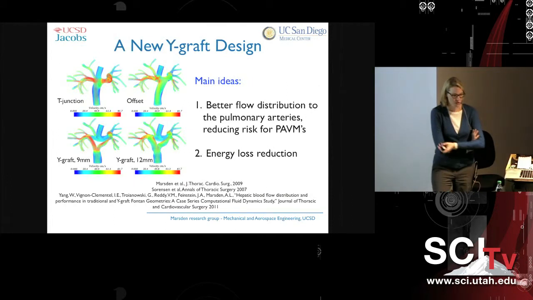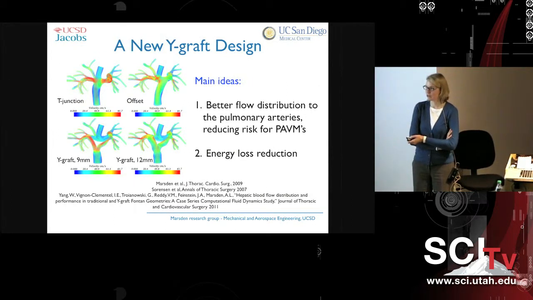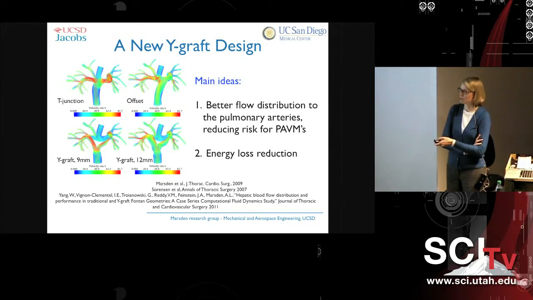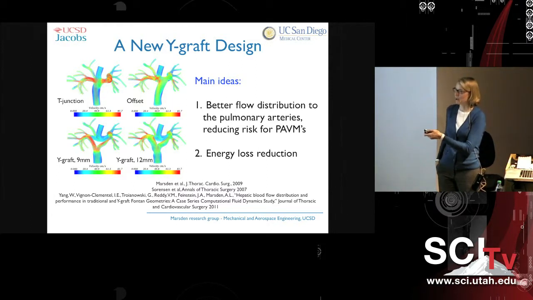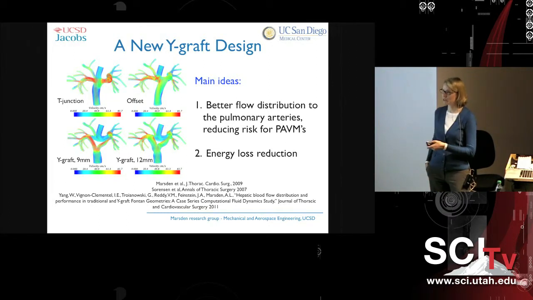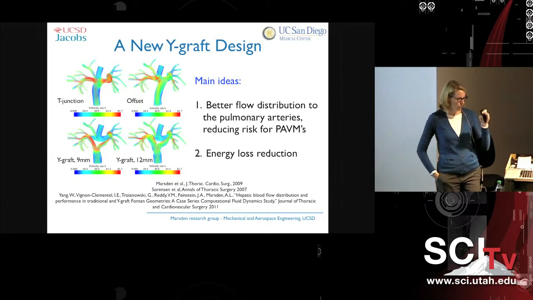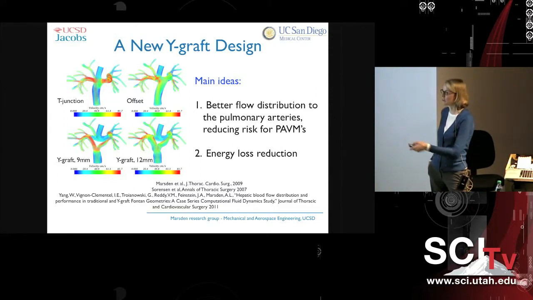So we proposed a new design that we hope will offer the benefits of both of these. So this is the original T-junction where you have these two impinging jets. And this is the offset design, which has been shown to reduce energy loss, but has this issue of skewing the flow distribution. And so we proposed doing this with a Y-shaped graft that would both avoid the impinging flow and distribute the flow more equally to both lungs.